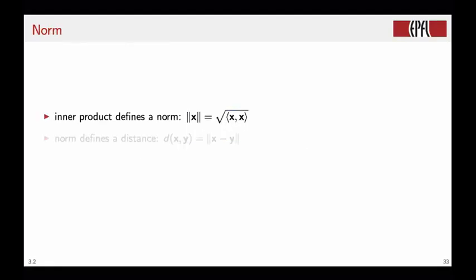Now, the inner product defines a norm or a length by taking the square root of the inner product of x with itself. Okay? It also defines the distance between two vectors, so the distance between x and y is simply the norm of the difference.